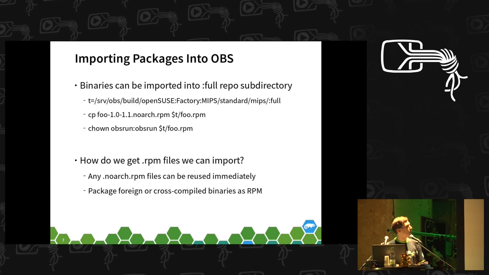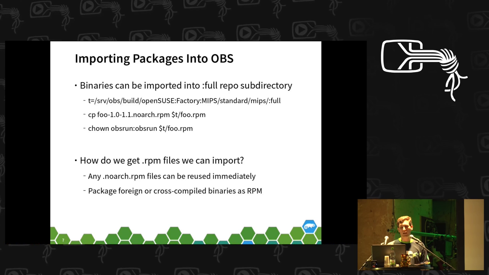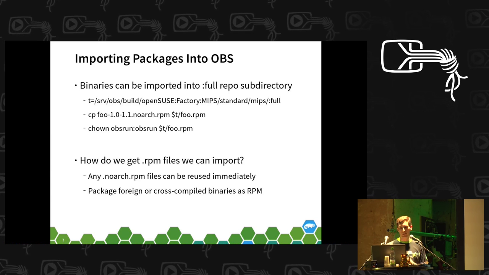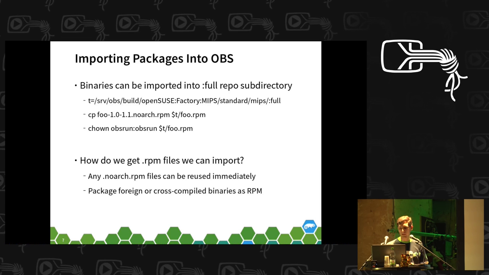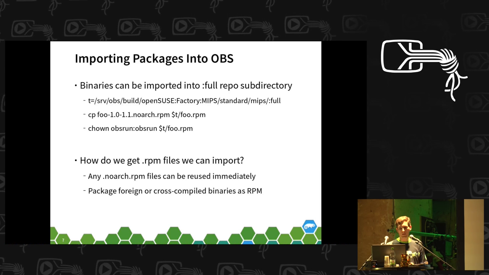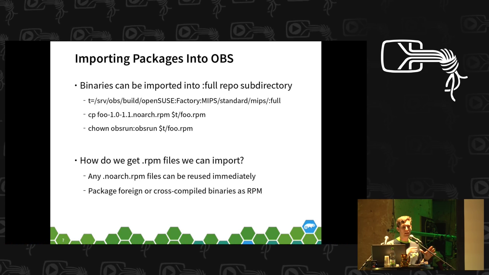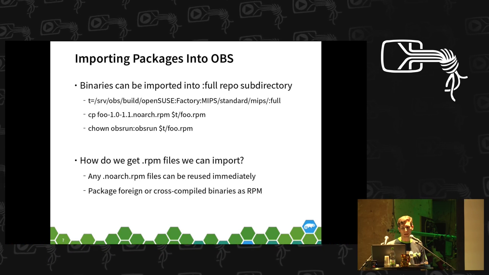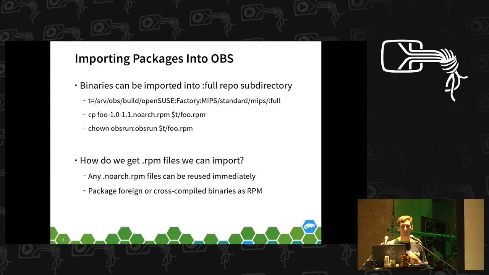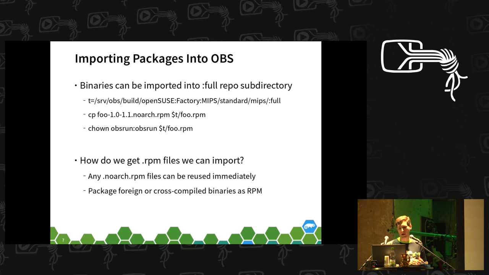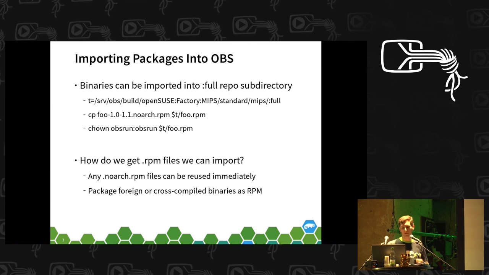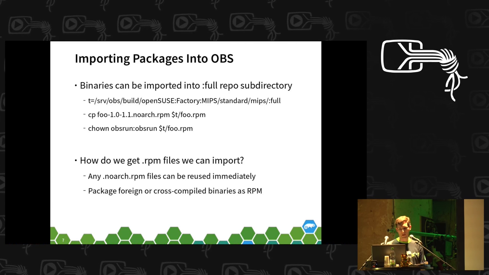I've written down for reference the command that can be used in this particular case to import the binaries into such a colon-full subdirectory. And this works by simply taking the actual RPM name and simplifying it to a form that OBS expects, and making sure that OBS has the right permissions to access the files that we've imported there.